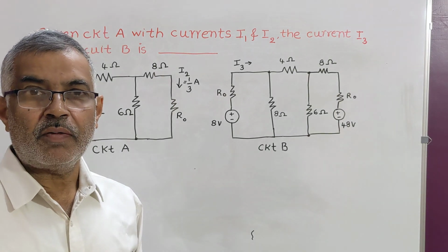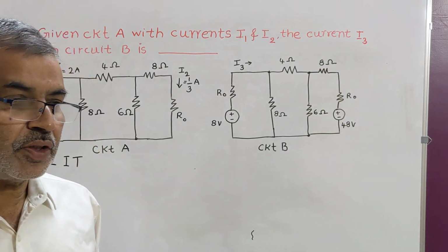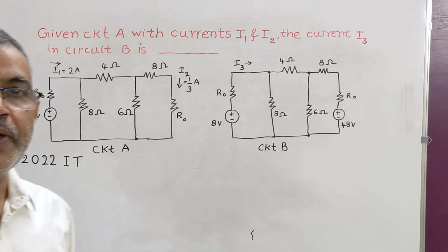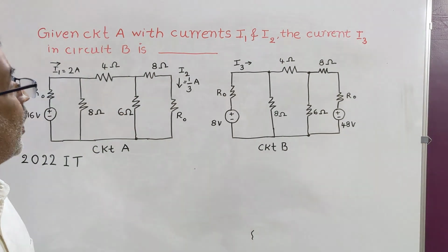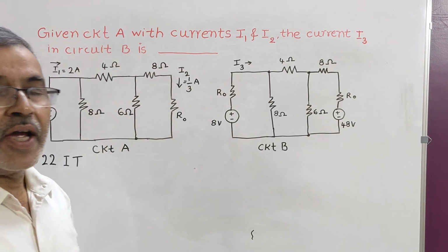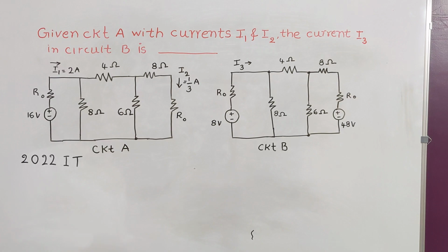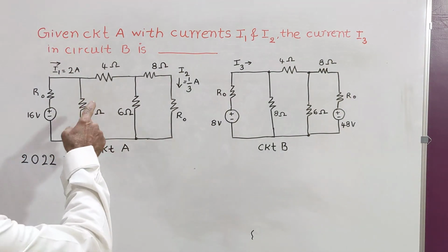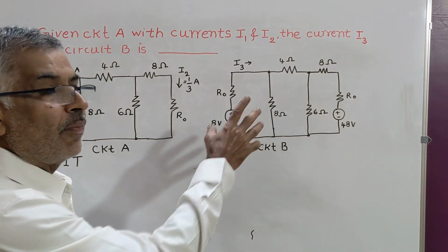Today I will solve a problem from the 2022 IT Instrumentation Technology paper. Given circuit A with currents I1 and I2, the current I3 in circuit B is dash. So this is circuit A, this is circuit B.